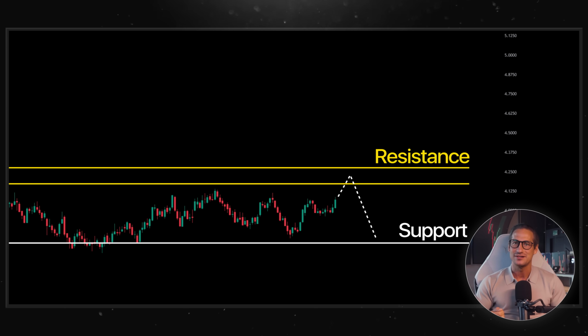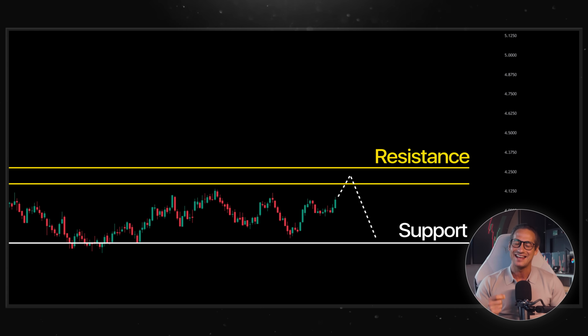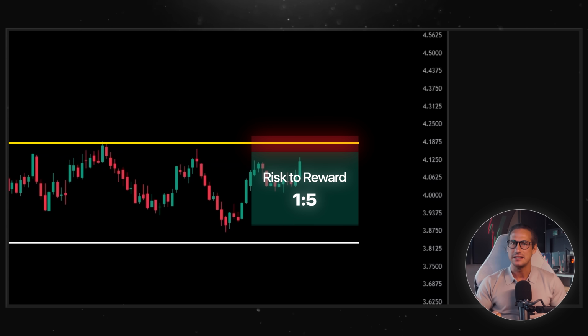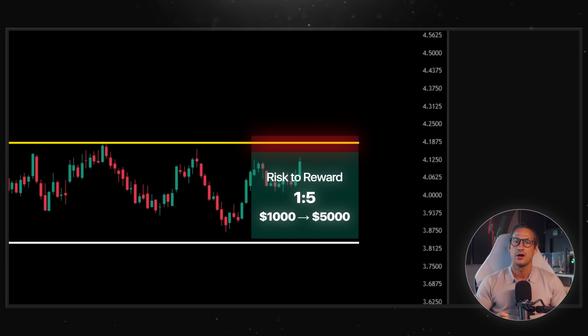That's great news. Now, any trader who knows enough about support and resistance is looking to short from this area. So we place our order, entry at 412, stop at 418, and take profit at 381. This is actually a very good trade. The risk to reward ratio is over 1 to 5. So if we are risking $1,000, we should expect to make $5,000 on this trade.